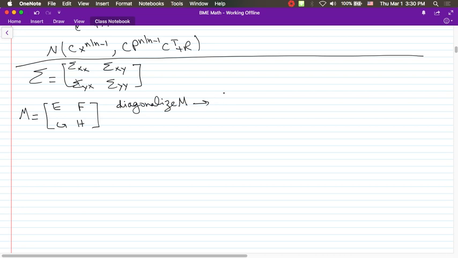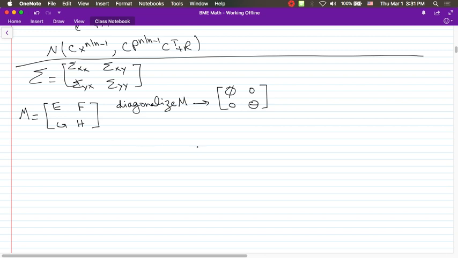I want to somehow get M to have something here. Let's call it something phi. Let's call this here theta, and then this 0. So that's what it means to diagonalize M. Somehow do something to M so that I get something in the diagonal elements but nothing in the off-diagonal elements. And here's how you do it.